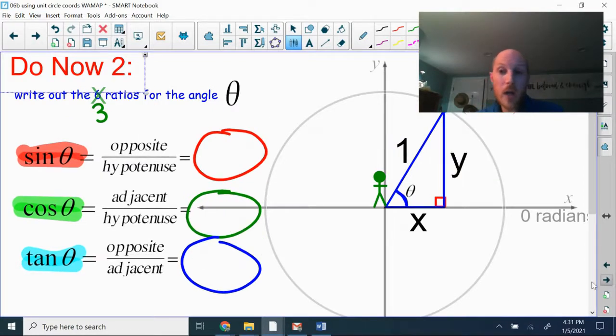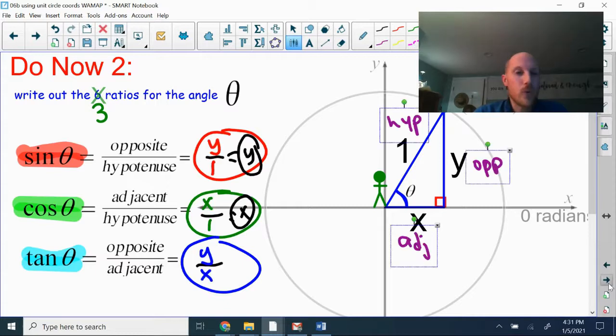And let's try a second do now. We got the hang of that one. Go ahead and hit pause again. And same three trig ratios. Ready, go. Wow, cool. That was great work.